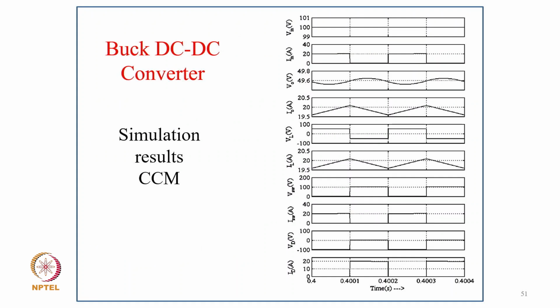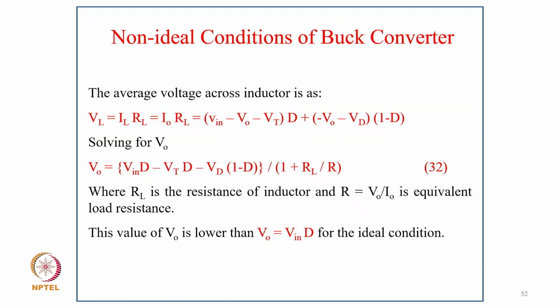These are typically the simulated waveforms of the buck converter in continuous conduction mode, starting with input voltage, input current, output voltage, output current, and then inductor voltage, inductor current for continuous conduction, switch voltage, switch current, diode voltage and diode current. And coming to this under non-ideal condition, the average voltage across the inductor is VL equal to IL into RL, that is IO into RL, equal to (Vin minus VO minus Vt) into D plus (minus VO minus Vd) into (1 minus D).